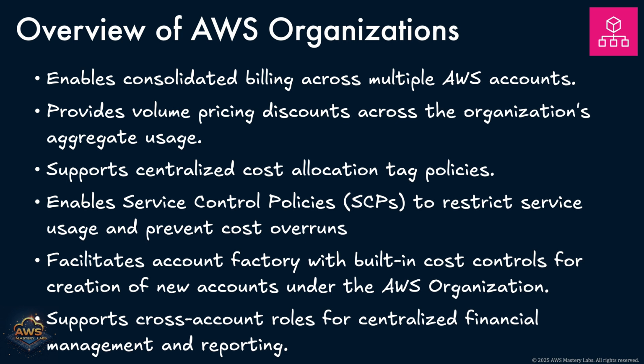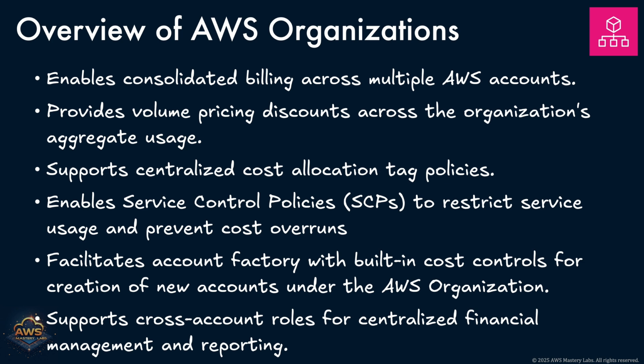To help keep spending in check, AWS Organizations enables service control policies, or SCPs. These are powerful tools that let you define what services or actions can and cannot be used within specific accounts. For example, you might prevent the use of expensive GPU instances in development environments, or restrict certain regions entirely to avoid compliance risks or unexpected charges.